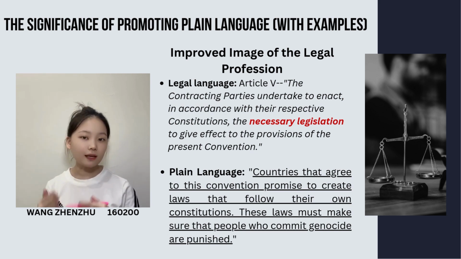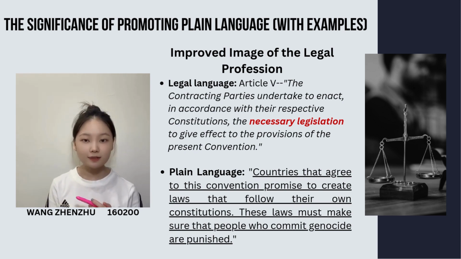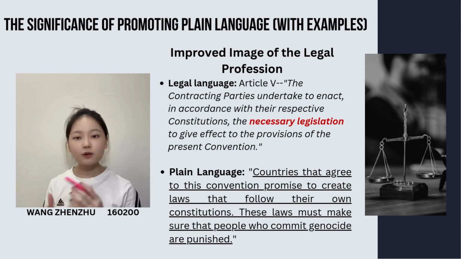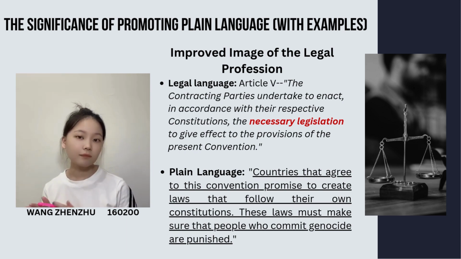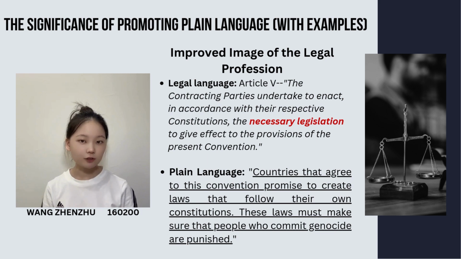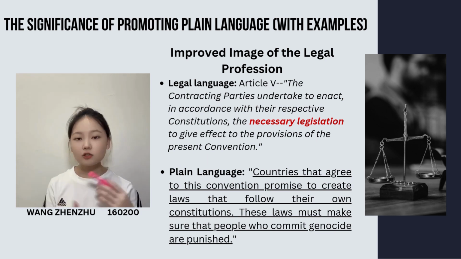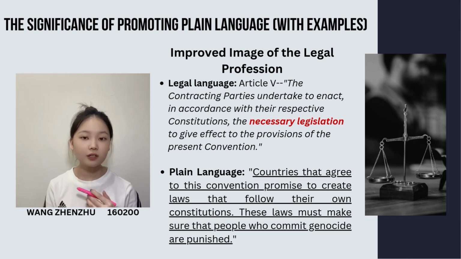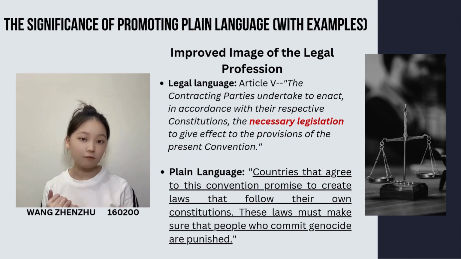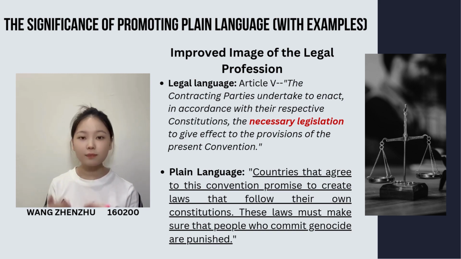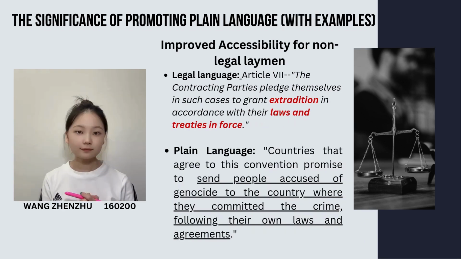By rephrasing it in plain language as: countries that agree to this convention promise to create laws that follow their own constitutions. These laws must make sure that people who commit genocide are punished. We specify the action required. This not only ensures consistency but also makes the responsibility clear to all parties involved, improving transparency and trust.